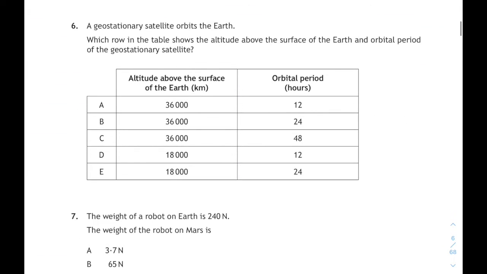Right, moving on. Question 6. A geostationary satellite orbits the Earth. Which row in the table shows the altitude above the surface of the Earth and the period of the geostationary satellite? Well, if it's geostationary, then it's going to take 1 day to go around the Earth, same as the Earth takes to go around. And 1 day is 24 hours. So it's either going to be B or E, and a geostationary orbit is at 36,000 kilometres above the Earth's surface. So 6B.